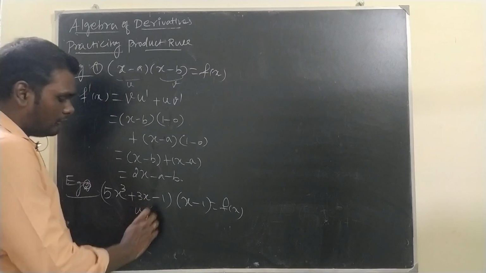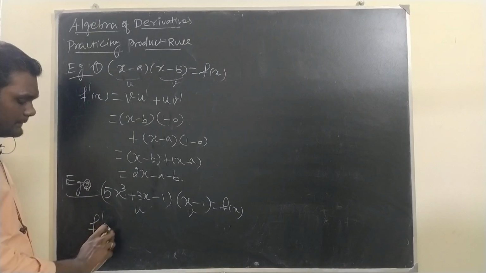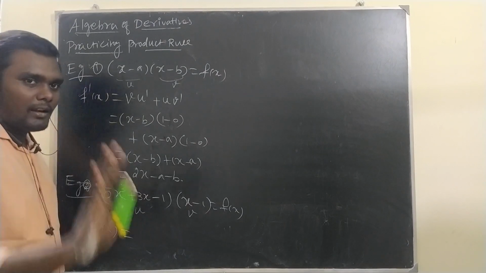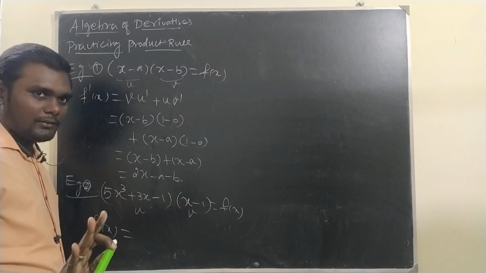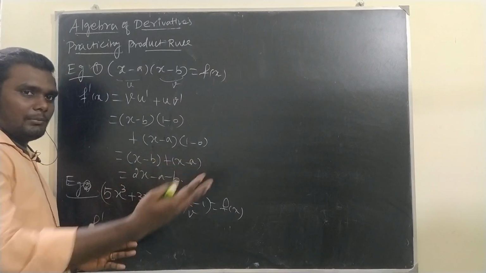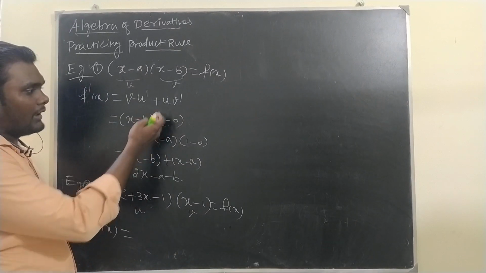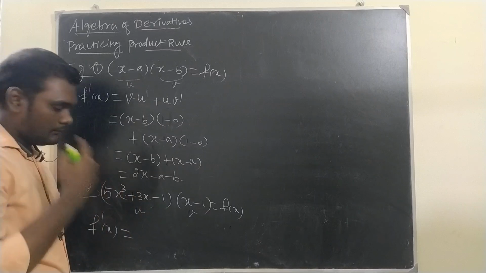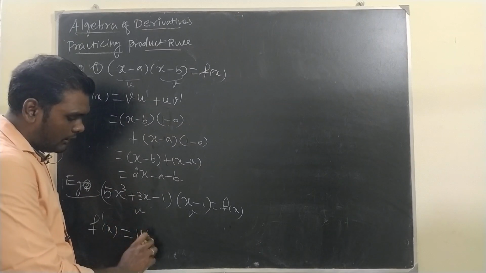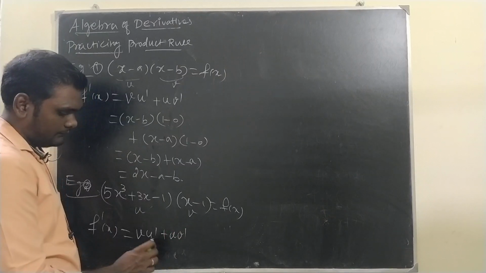Okay. So this is u I am taking, this is v I am taking, either way we will take. Okay. Now f dash of x. Formula we will write once, not a problem. Initially only, we will write the formula. Sometimes we have to write d by dx of that. Then here v u dash, v comes first, plus u v dash.